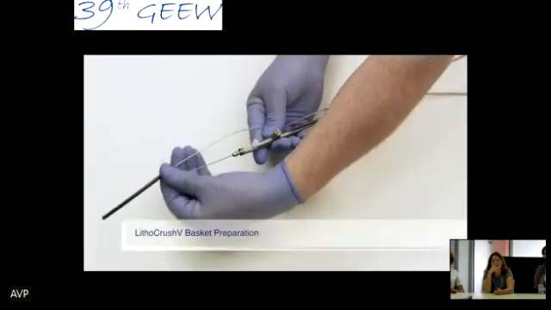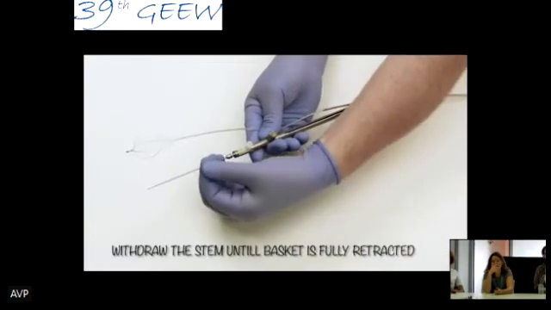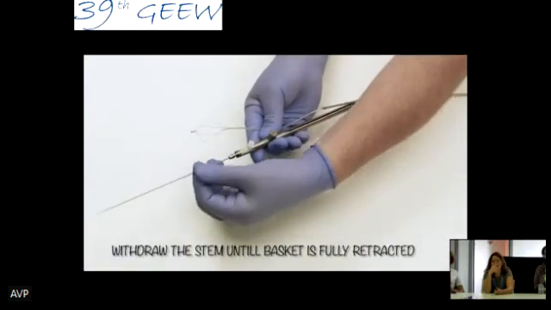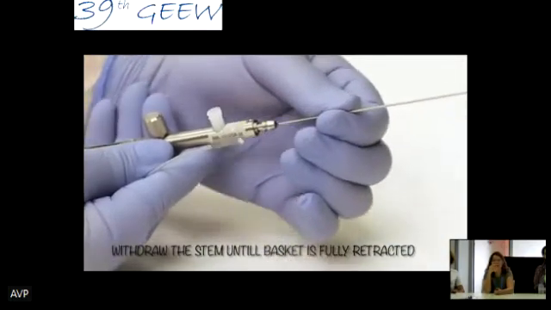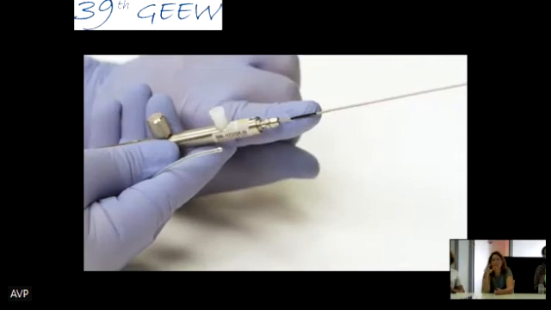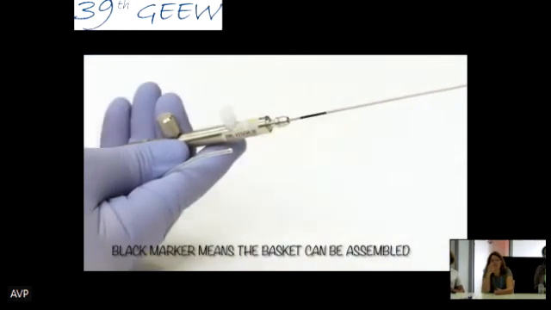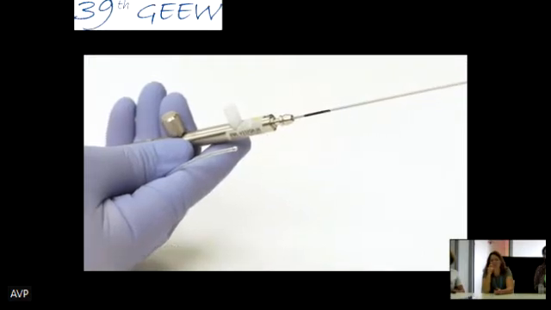And then you will mount this, it's a Dormia. So we put in the sheath, we bring it in until you see the black marking. So the whole basket is inside the plastic sheath. This means that you can see the black mark, so it can be assembled.